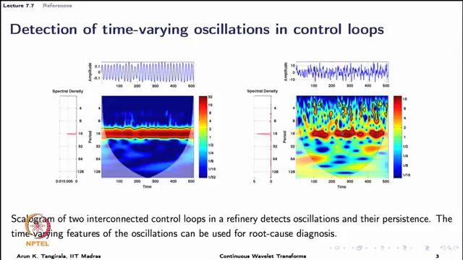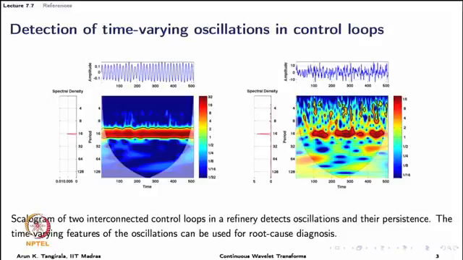So, what does this mean to us? Does it really give us more information than just a Fourier plot? Yes, of course, it tells me that the oscillations here did not persist throughout, and that information is useful to me in root cause diagnosis.